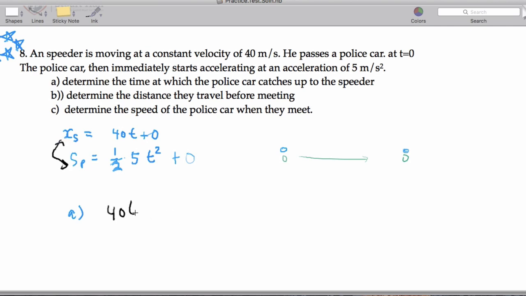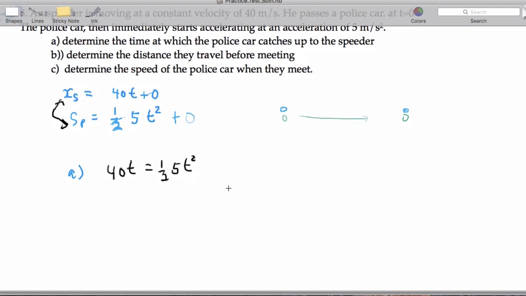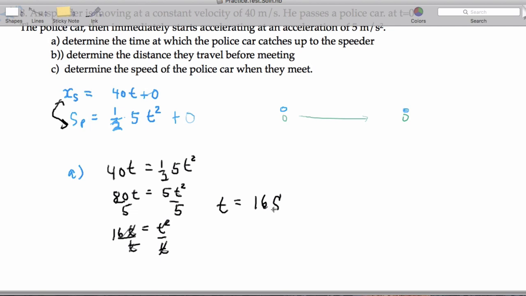So I'll have 40t equals 1/2 times 5t squared. And here's where this is going. I'm going to multiply both sides by 2, so I'll get 80t equals 5 times t squared. And then next, I'm going to divide both sides by 5. That's going to give me 16t equals t squared. I'm going to divide one of the t's out, and so that's going to give me a time of meeting equal to 16 seconds.